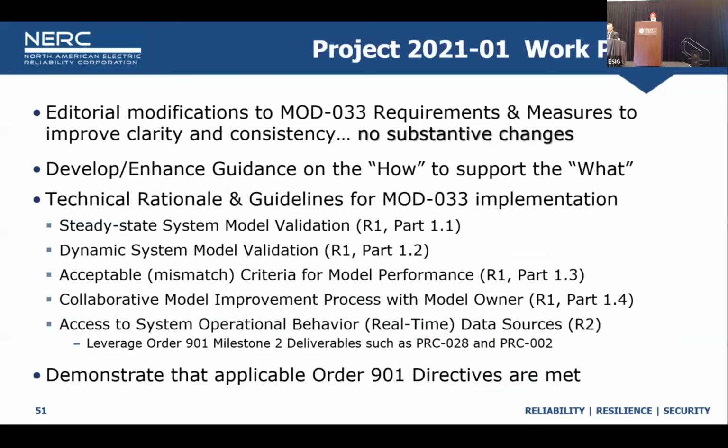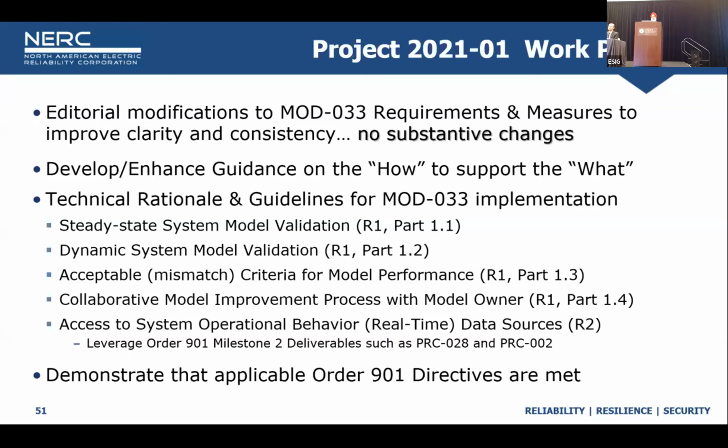Let's see. So what are the final work products? We just made some editorial modifications to MOD-033 requirements and measures. The whole focus was to improve the clarity and consistency of those requirements. No substantive changes. Again, I emphasize, no substantive changes. It's just improving the verbiage so that some of the confusion goes away. I also already mentioned that we developed or enhanced the guidance on the how part to support the what part.